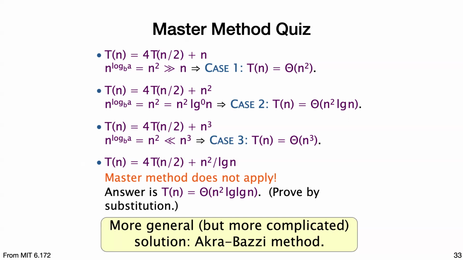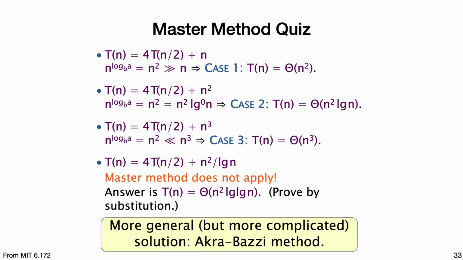And then case 3, or 4. So this is always the same. a and b are always fixed. a is 4, b is 2, and f of n is n cubed. And so we're comparing n squared with n cubed, but all the work is at the top because n cubed is bigger asymptotically than n squared. So T of n, the solution, is just theta n cubed.